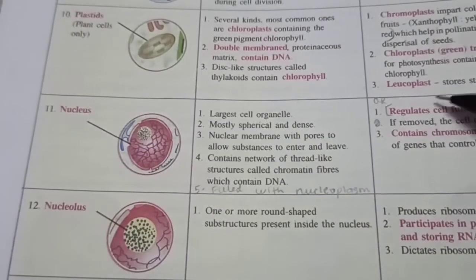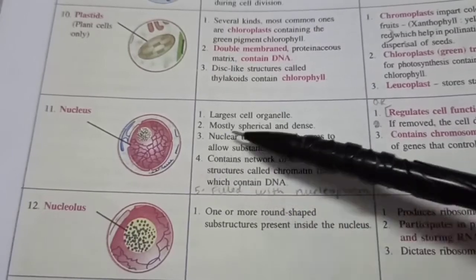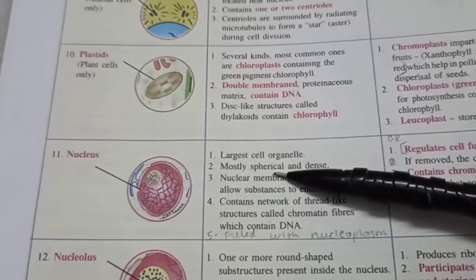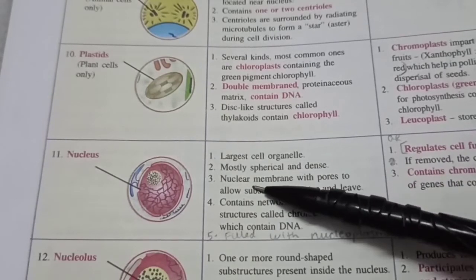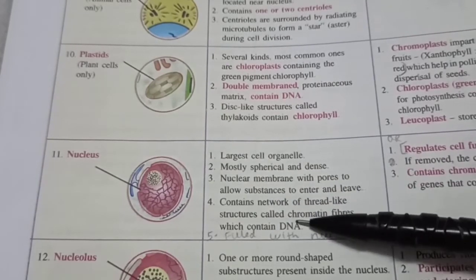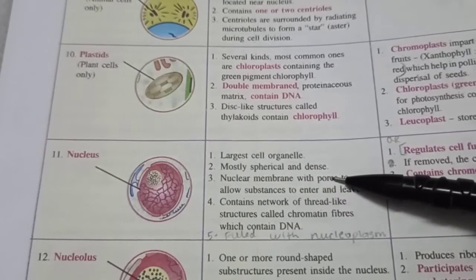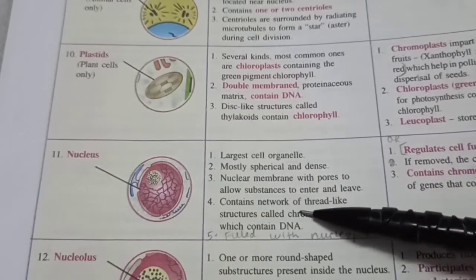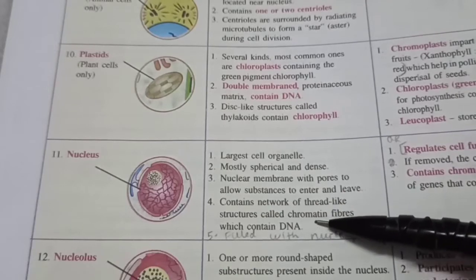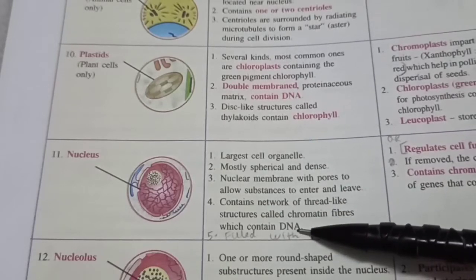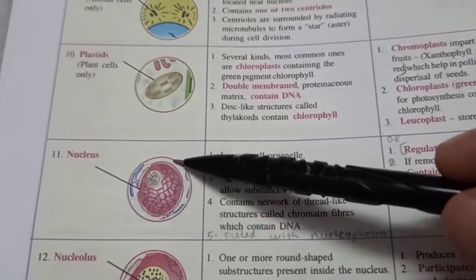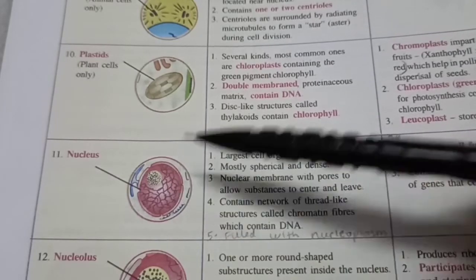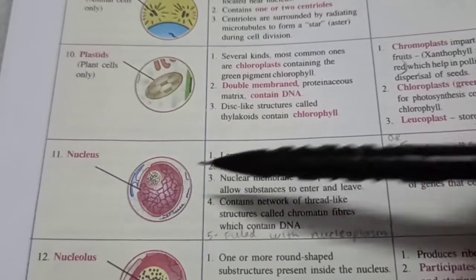Next, the most important organelle, the nucleus. It is the largest cell organelle, considering that vacuoles are not living. Nucleus is mostly spherical and dense. The nuclear membrane has pores, which allow substances to enter and leave. It contains network of thread-like structures called chromatin fibers, which contain DNA. And during cell division, these chromatin fibers condense to form chromosomes. And it is filled with nucleoplasm.